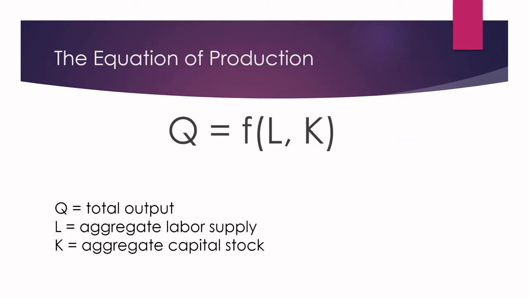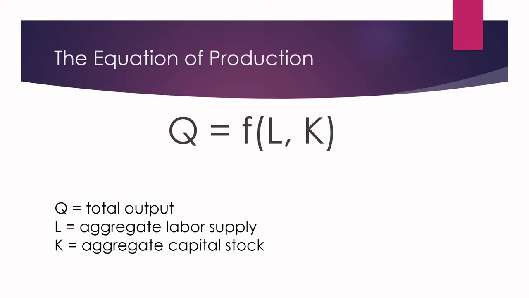So this is the equation of production. Q equals a function of L and K. What does that mean? Q is the total output of the economy, and it's a function of L and K, where L is the aggregate labor supply and K is the aggregate capital stock. So basically all the people that can work and all the tools they have to work with, and there's some function F that you can combine them with, and that produces some amount of output.